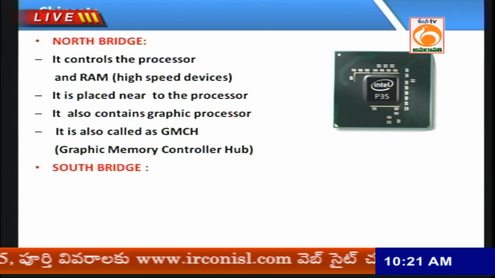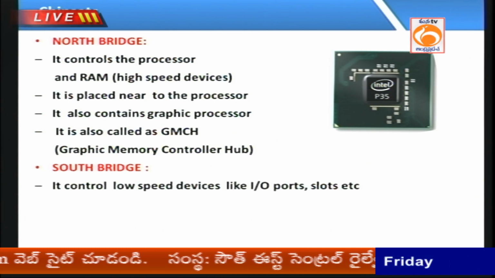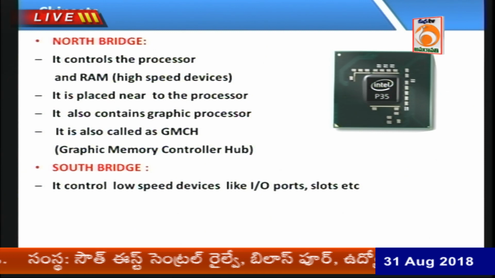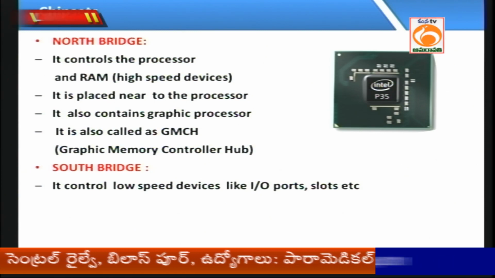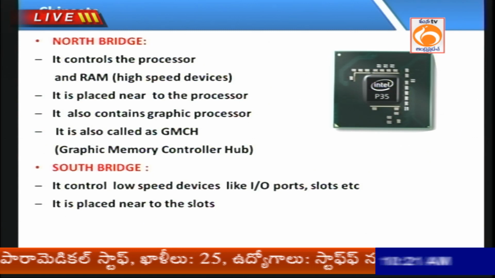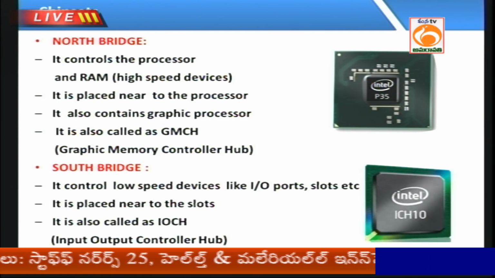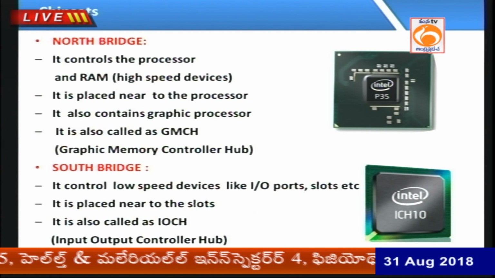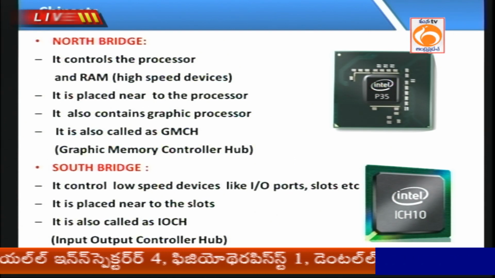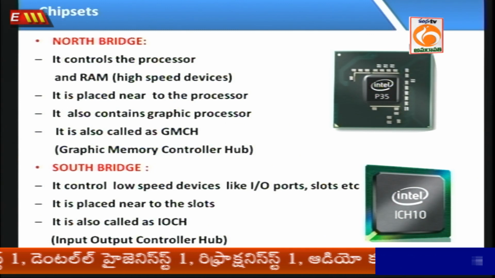One more chipset on motherboard is South Bridge. It controls low speed devices like input output ports devices and slots, expansion or reserve slots. It is placed near to the slots, which slots, expansion or RAM slots. It is also called IOCH, input output control hub. These are the two types of chipsets which are available on computer motherboard.